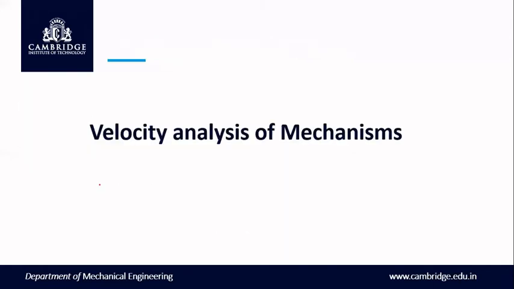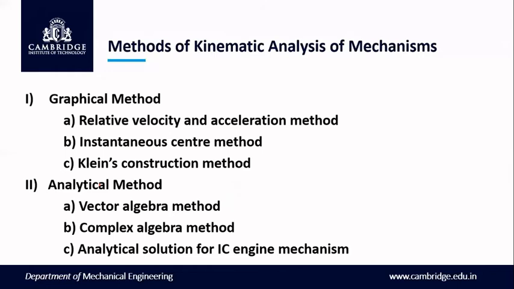Velocity analysis of mechanisms. We have different methods for kinematic analysis of mechanisms, mainly classified under two headings. One is the graphical method, the other one is the analytical method. Under the graphical method, we can follow the relative velocity and acceleration method, instantaneous center method, Klein's construction method, whereas in the analytical method, the vector algebra method, complex algebra method, and some special analytical solutions for IC engine mechanisms can be followed.